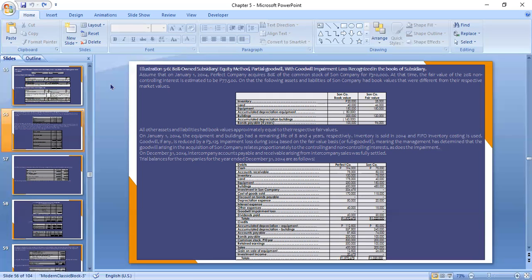Goodwill, if any, is reduced by a 3,125 impairment loss during 2024 based on the fair value.